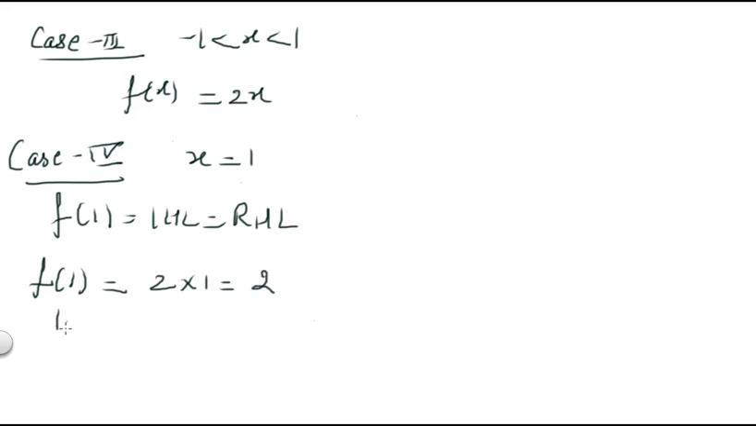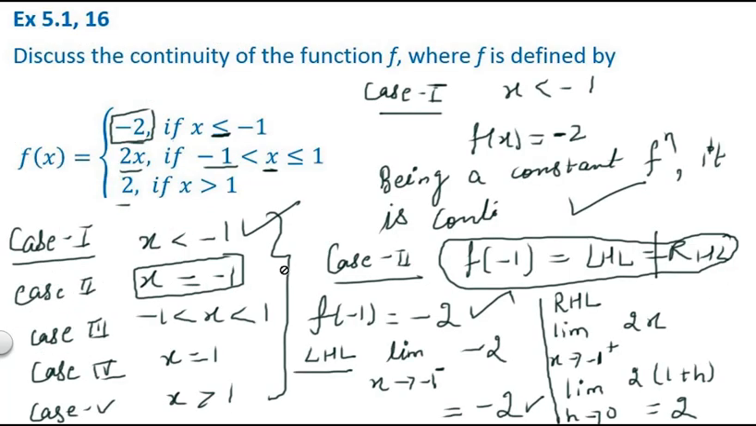Now we will check for LHL. Limit x tending to 1 minus. For less than 1, let us check the function. As you can see, for less than 1, the function is 2x only.